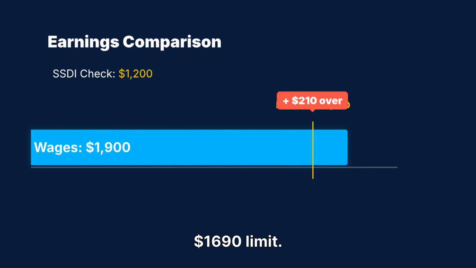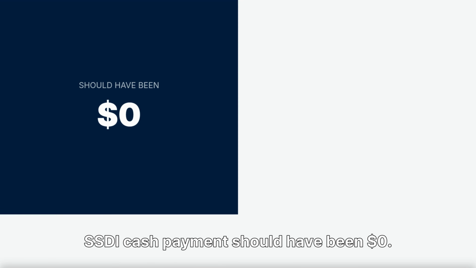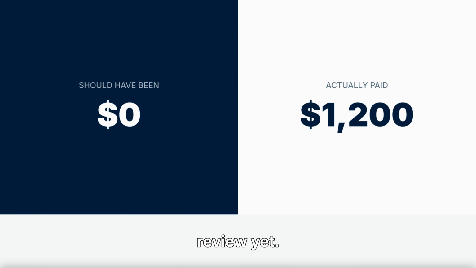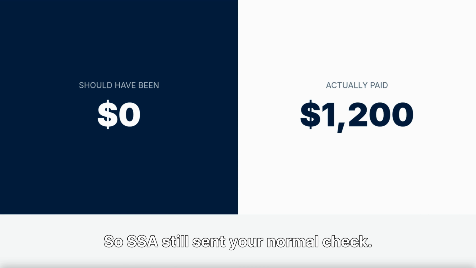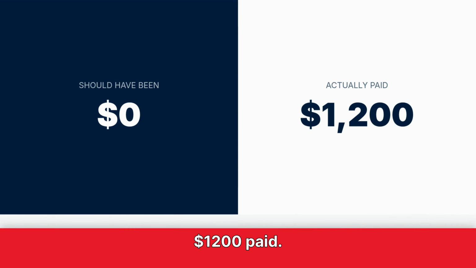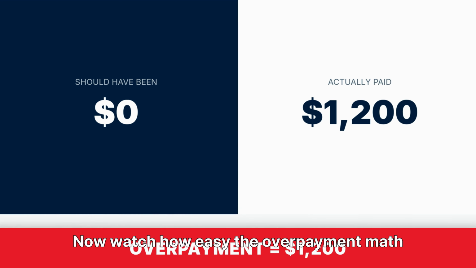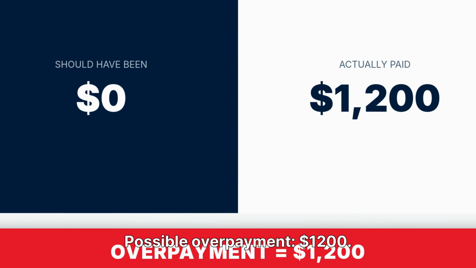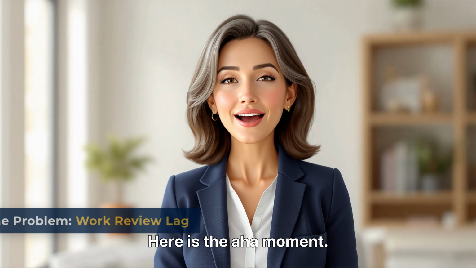So let's compare the numbers. $1,900 earned, $1,690 limit. You are $210 over the line. In this simple post-grace period month, the correct SSDI cash payment should have been $0. But SSA did not finish the work review yet. So SSA still sent your normal check, $1,200 paid. Now watch how easy the overpayment math is. Should have been $0, actually paid $1,200. Possible overpayment, $1,200.